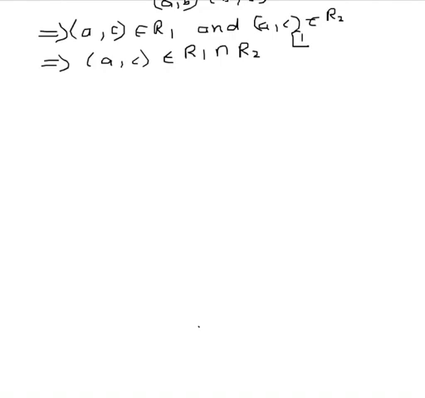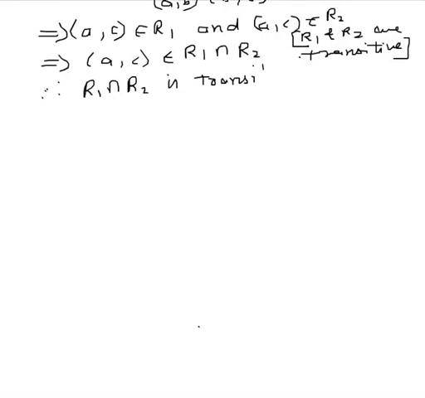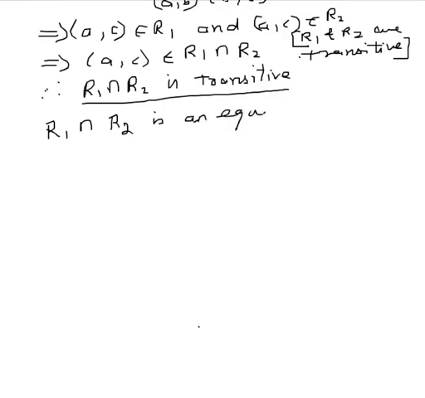Here I will write the reason for this step as R1, R2 are transitive. Therefore, R1 intersection R2 is transitive. All three are satisfied. Therefore, R1 intersection R2 is an equivalence relation.